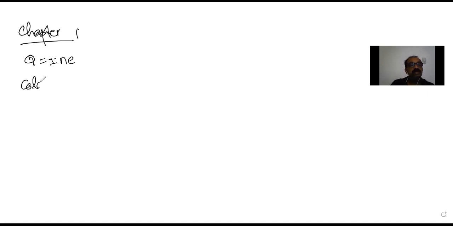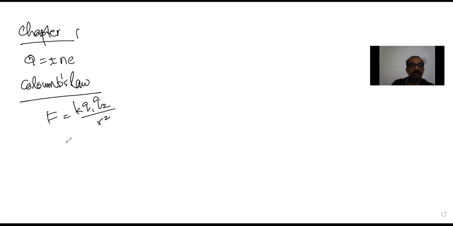Then we have the Coulomb's law concept. In Coulomb's law, we have the equation F is equal to k q1 q2 by r squared. Remember, this equation is applicable only for point charges, where k is equal to 1 by 4 pi epsilon 0, whose value is 9 times 10 to the power 9. The unit is Newton meter squared Coulomb to the power minus 2. This is the value of k when it is free space.